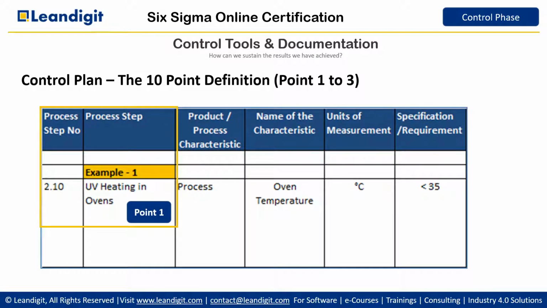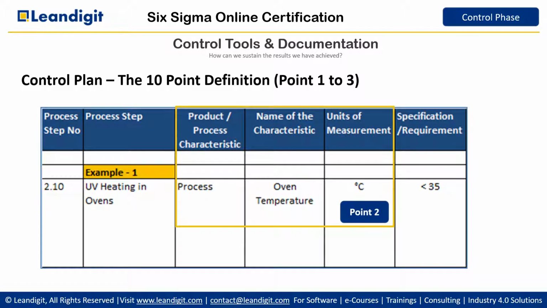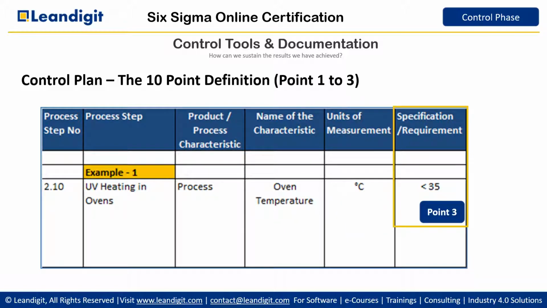So our process step is UV heating in ovens. Now point number 2, we define it as process or product characteristic. Process means input characteristic, product means output characteristic. Then we define what the characteristic is: it is oven temperature, and the unit of measurement is degree centigrade. Then point number 3 is specification or requirement. In this case, the temperature needs to be less than 35 degrees centigrade.